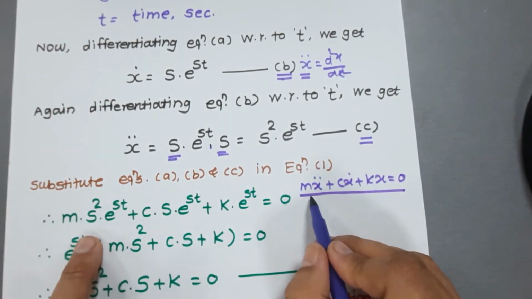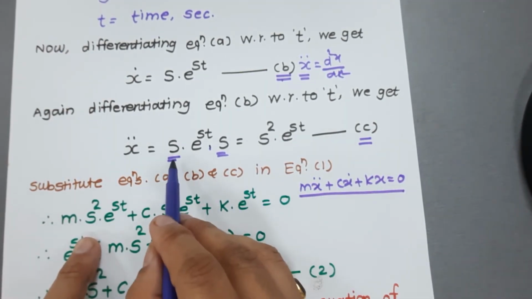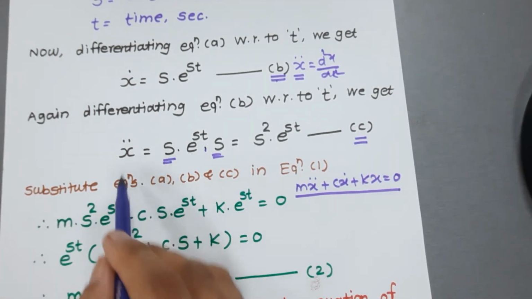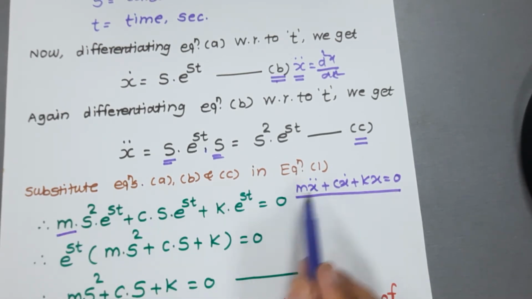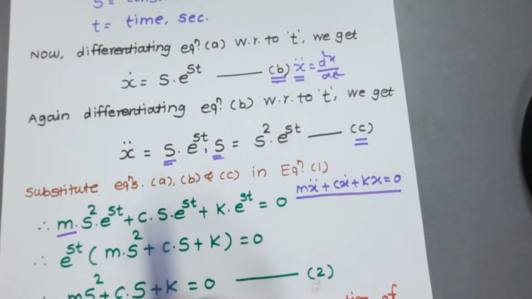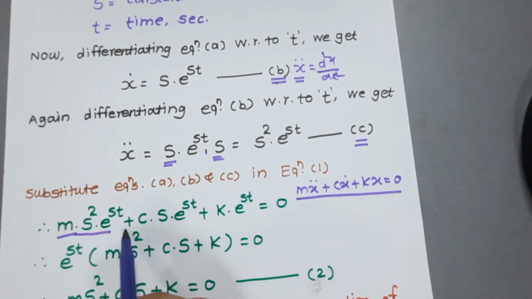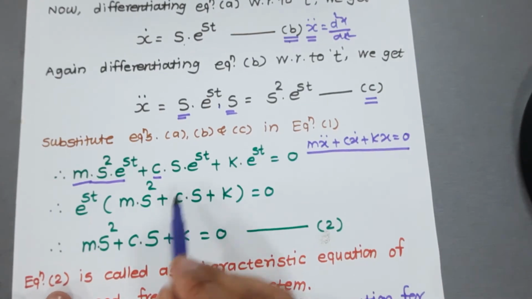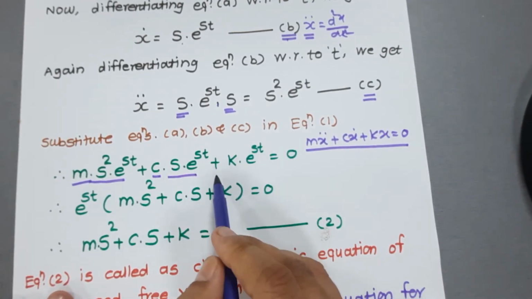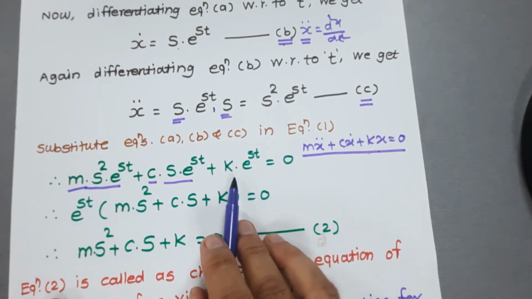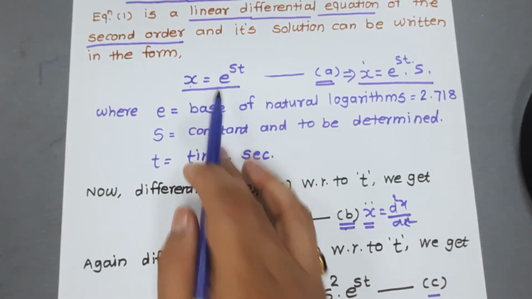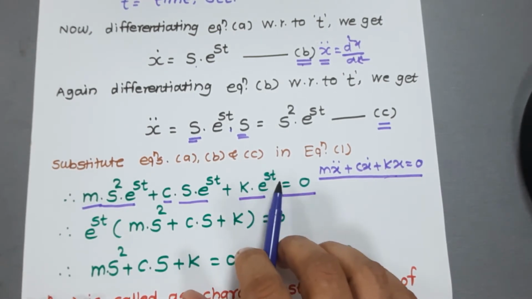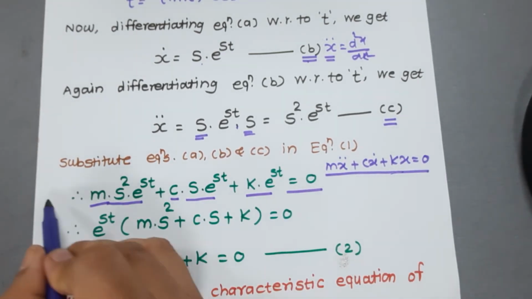Now m as it is, put the value of x double dot. What is the value of x double dot? s square e raised to st, that I have kept here. Plus c as it is, and the value of x dot is s into e raised to st, that I have kept. Plus k x, k as it is, and the value of x we put as e raised to st. So k into e raised to st is equal to 0. After putting equations A, B, C in equation number 1, we have this equation.